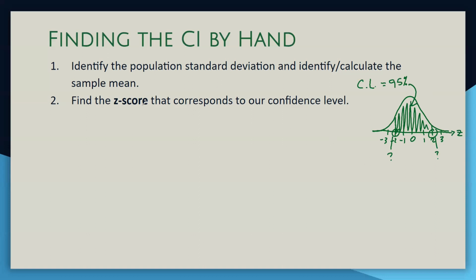You'll notice here it says z-score. Because the standard normal curve is symmetric, I know that both of these z-scores are going to be the same size. They're just going to differ by a sign. So typically we're only going to look up this value down here, which will be negative, and then we're just going to drop the negative sign.